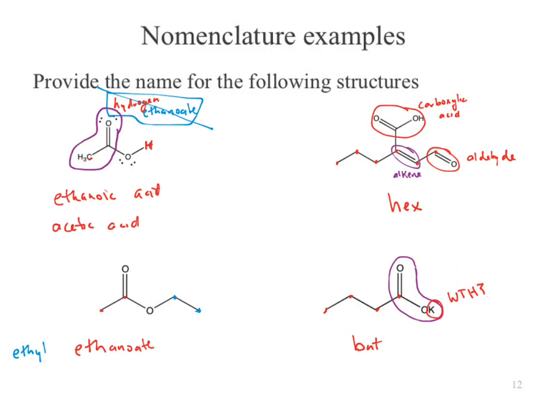Which of those two names should you know, ethanoic acid or acetic acid? It depends. Officially, it's ethanoic acid. That is the IUPAC nomenclature system, and that's what you're responsible for according to ACS guidelines. However, acetic acid is such a common name that you will see acetic acid. You should know both, unfortunately.